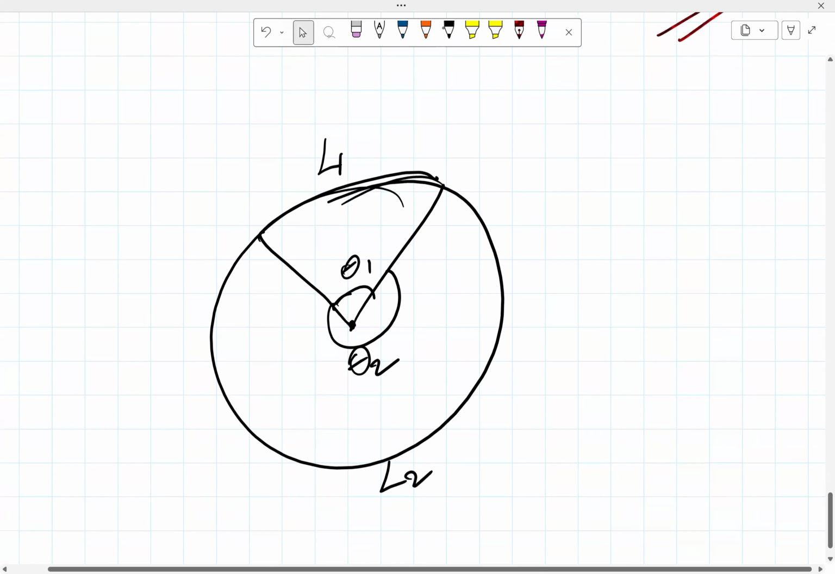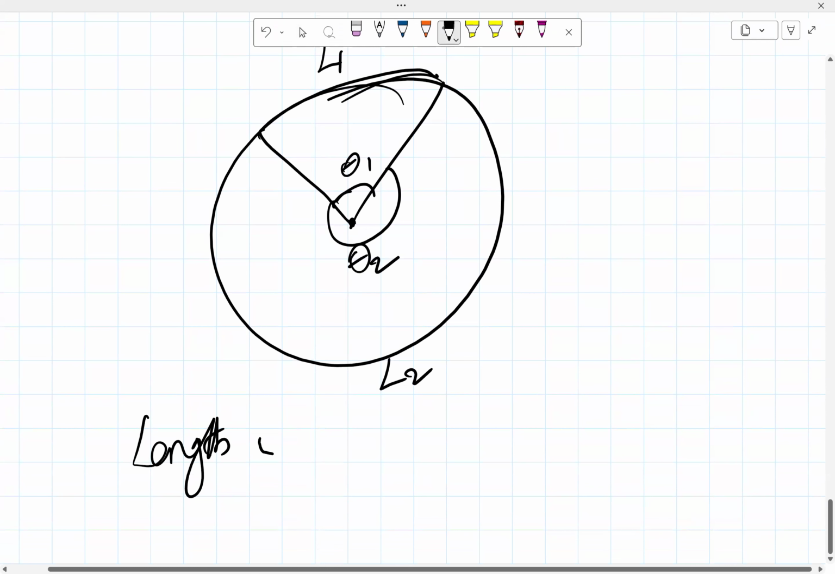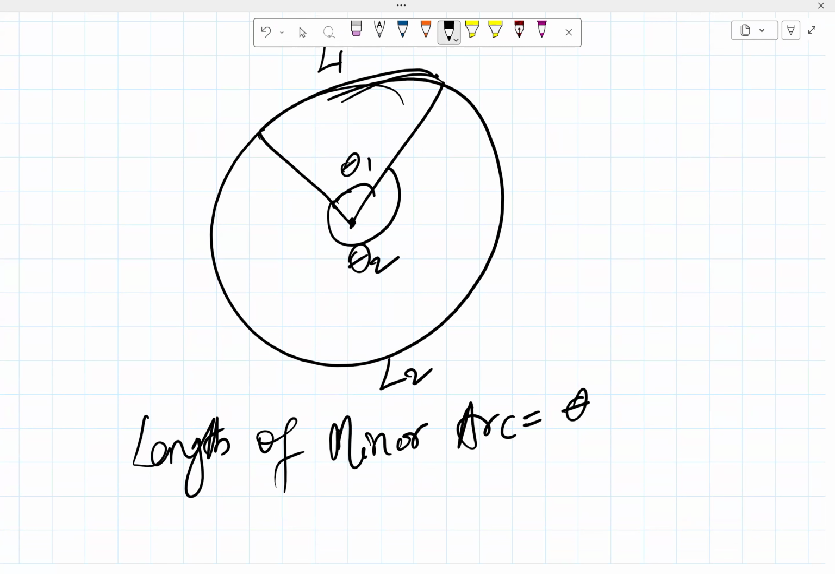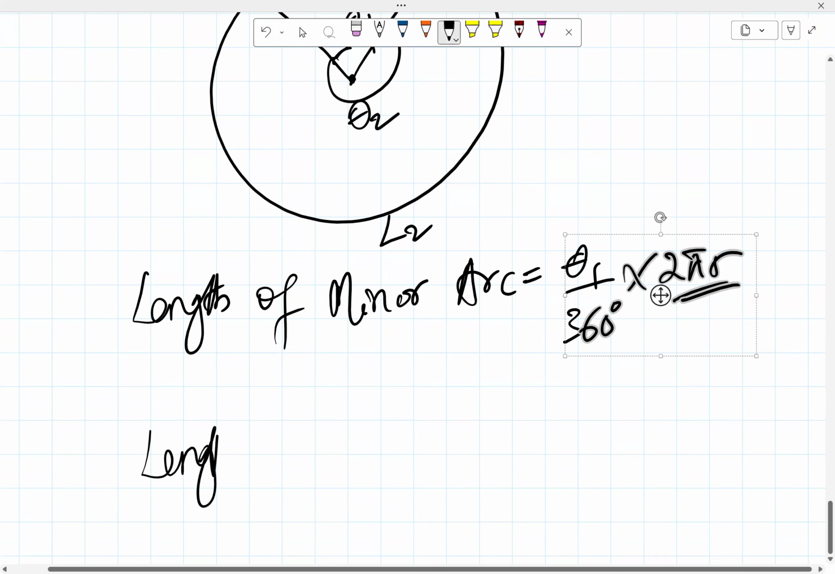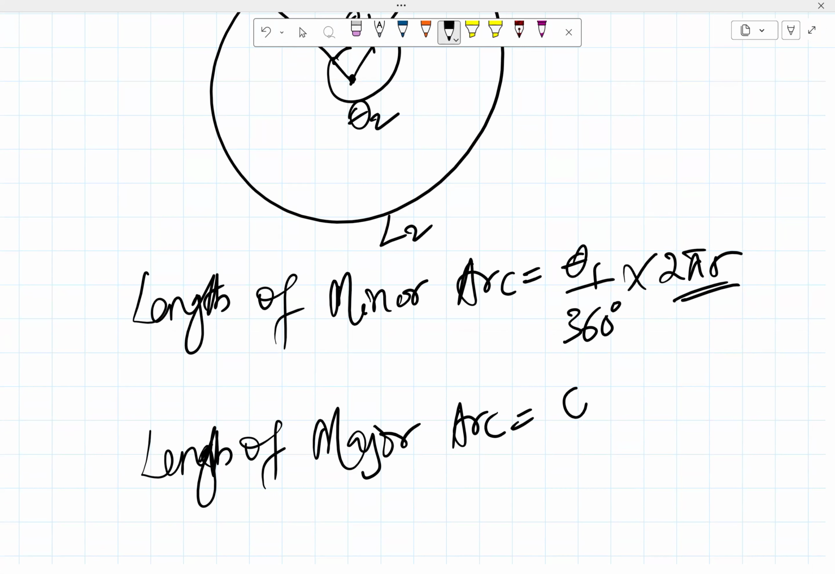So we can say the length of the minor arc, that's the arc with the smaller angle, is theta 1 over 360 degrees. So it's like a proportion: theta 1 over 360 degrees times 2 pi r, that's the circumference. It means this small arc is taking theta over 360 portions out of 2 pi r. On the other hand, we have the length of the major arc. The length of the major arc will be the bigger angle, that's theta 2 over 360 degrees times 2 pi r.